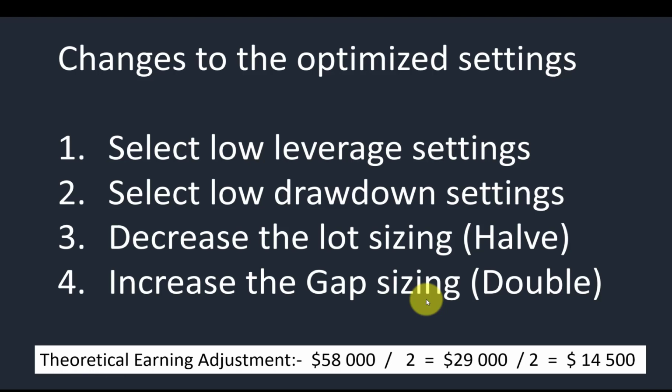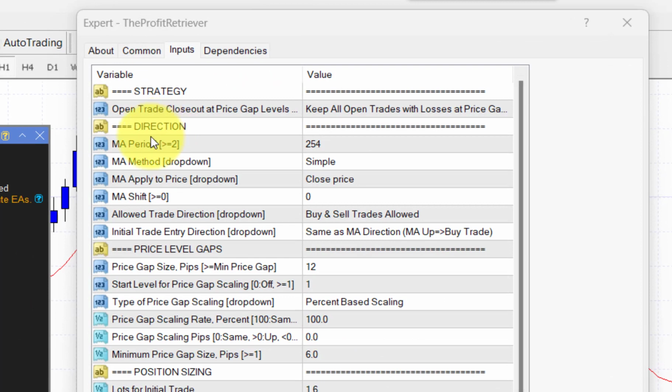And I'm not going to explain the functionality of the profit retriever. Owners of the profit retriever will understand how that lowers the risk when trading that. But essentially what is happening now is I'm taking a potential gain of 58,000. Because I'm halving the lot size, it's going to 29, and halving again, it's going down to 14. So what I'm saying is we're taking it from being a Formula One car now, we're getting it closer to the Toyota that we saw earlier. So we're making it more conservative. Okay, so let's have a look at how we can halve the lot sizing and the gap sizing.